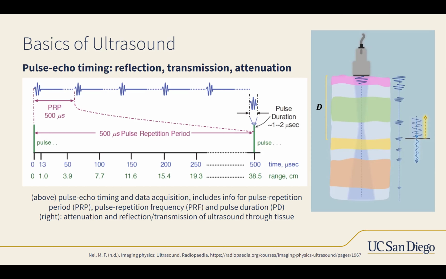And on the right is a schematic of how ultrasound transmits, traveling through different layers of tissue. Every time it hits a boundary between two different types of tissue, some of it is going to reflect back and some of it is going to go through. And then there's also the attenuation issue as it slowly dies out.